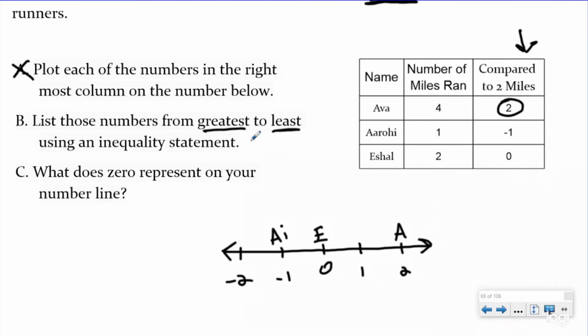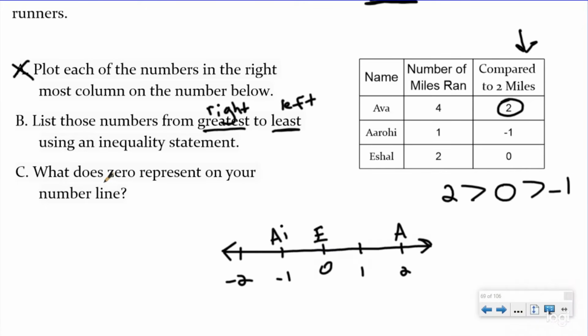I want to list those numbers from greatest to least. So greatest means my biggest numbers are the furthest ones to the right, and least is my smallest numbers or the furthest one to the left. So I want to compare them going from right to left. Ava was the furthest to the right, so she was the biggest. So I'm going to say 2 is greater than 0, which is greater than -1. Okay, I was going from right to left.